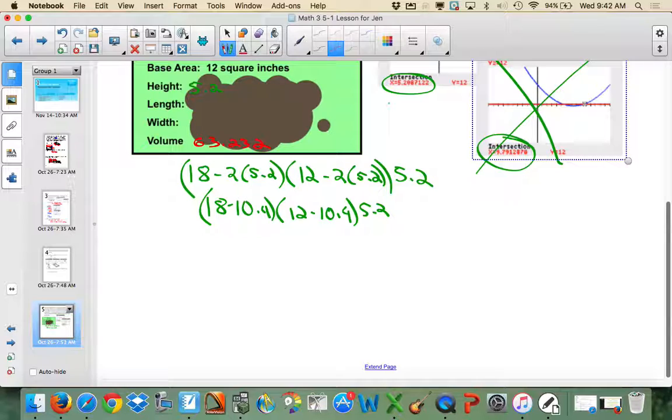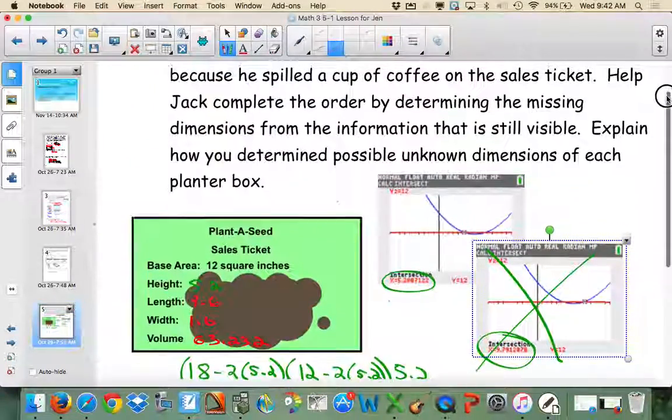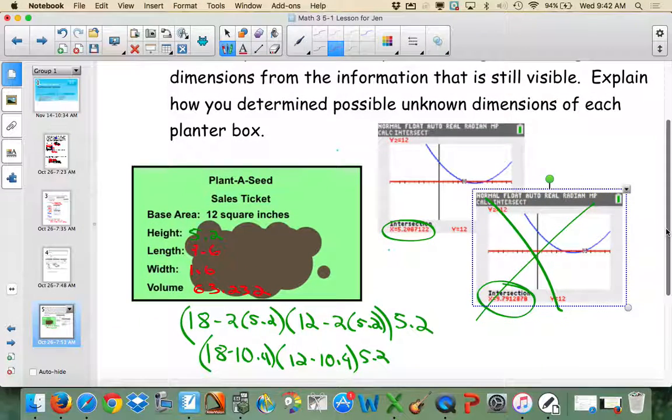Also then, my length and my width are going to be those other numbers I got. So my 1.6 and my 7.6. All right, so yay, we helped out Jack. Intern, you're fired. All right, but basically what I wanted you to get out of that was how to use that graphing calculator to really maximize helping you to be able to find a lot of information.